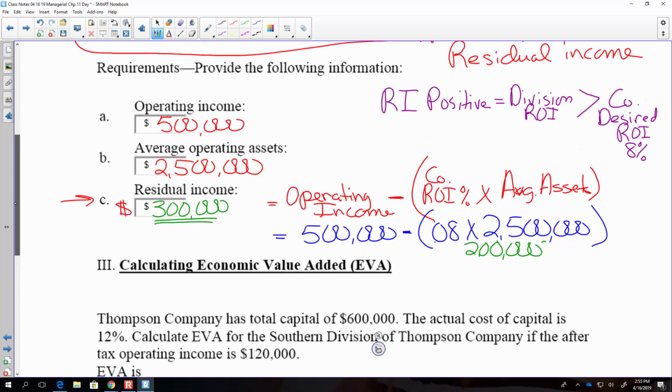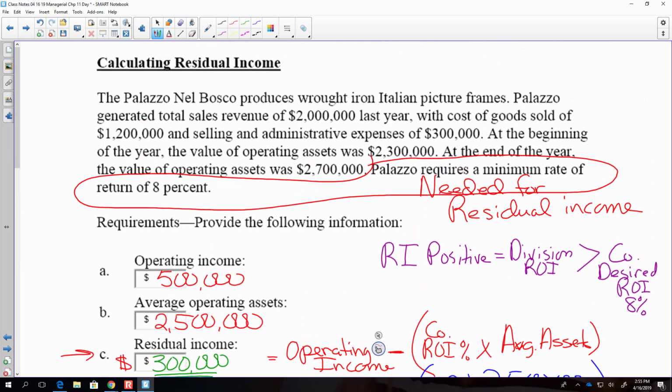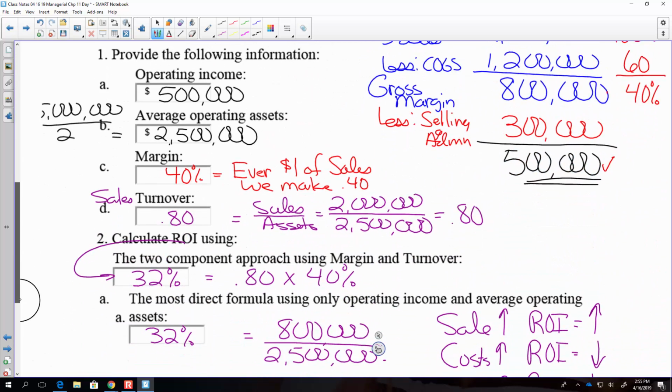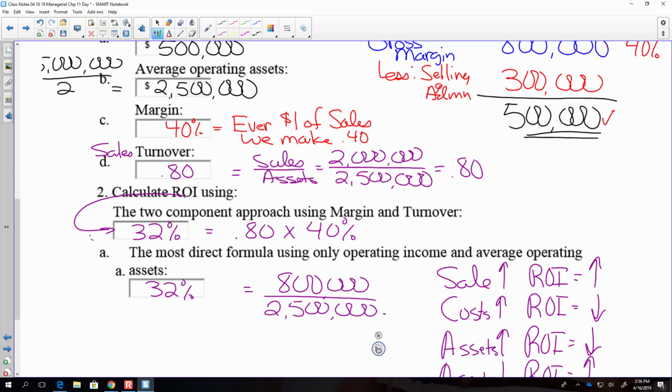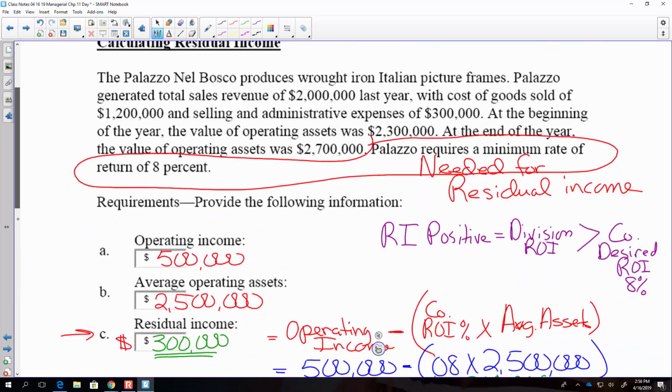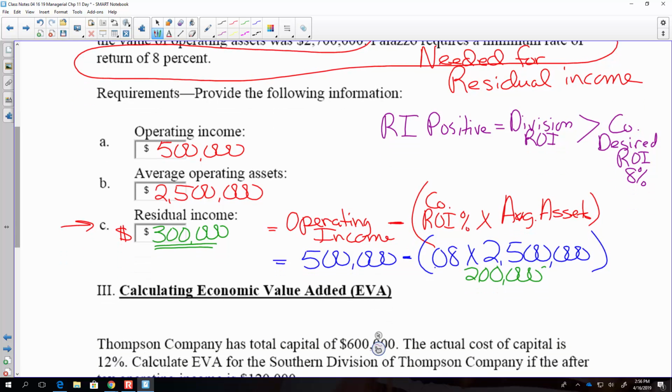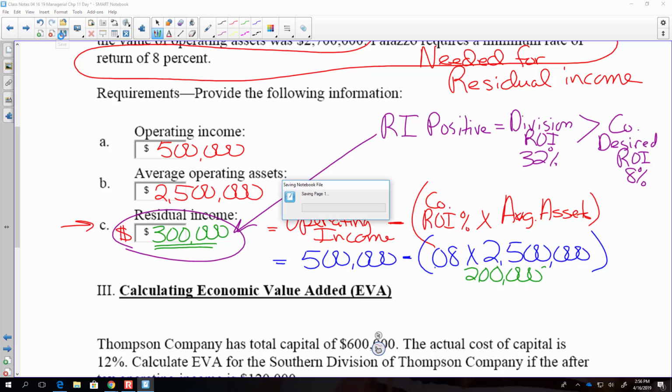What was our percentage from the previous page? 32%, right? So is 32 greater than 8? Yes, it is. So that's why I got such a huge positive residual income. So please know that for the test. If this number is positive, then we know the division is higher than the company's desired. If it's negative, then we know the division return on investment is lower than the expected company return on investment.